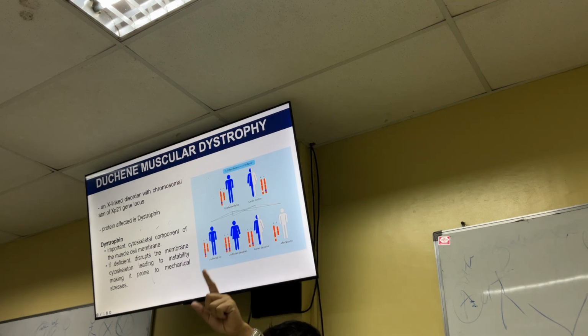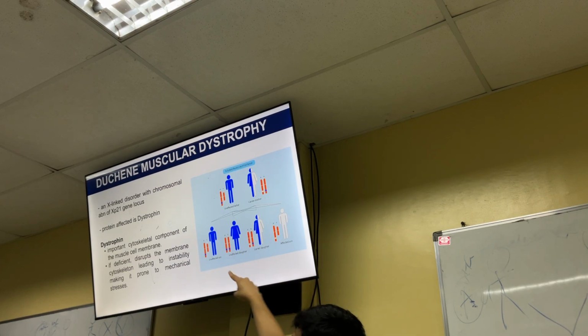Dystrophin is important for your cytoskeletal component. Cytoskeleton, if nakadtagit kita sa physiology of your cell. Okay? It's part of your muscle cell. The cytoskeleton is part of your cytoplasm. Okay? Part of your cytoplasm. In a normal cell, it is part of the cytoplasm. But here, it's a component of your muscle cell membrane.